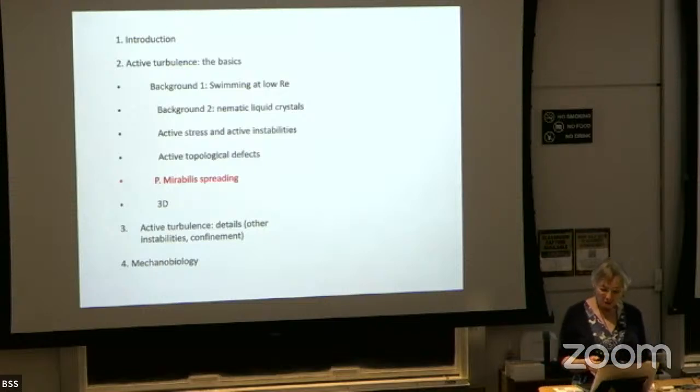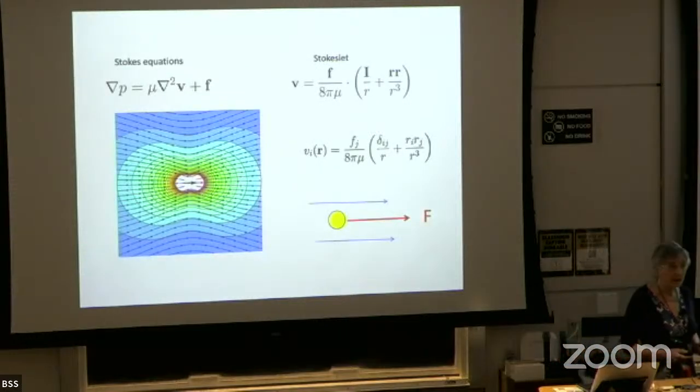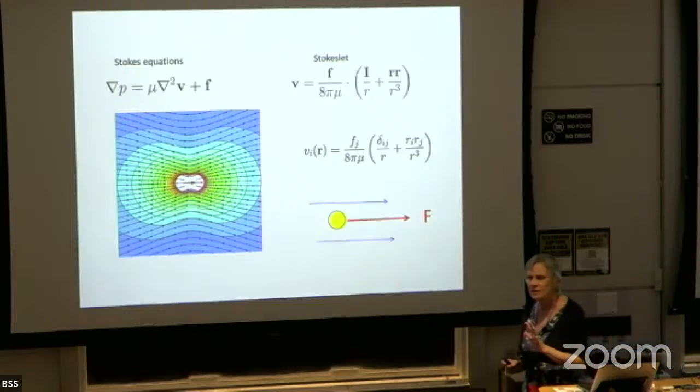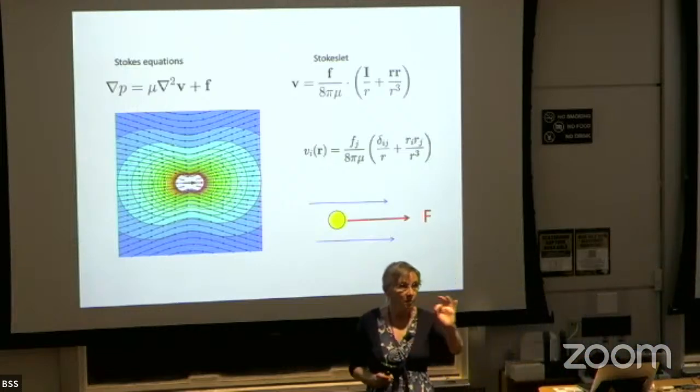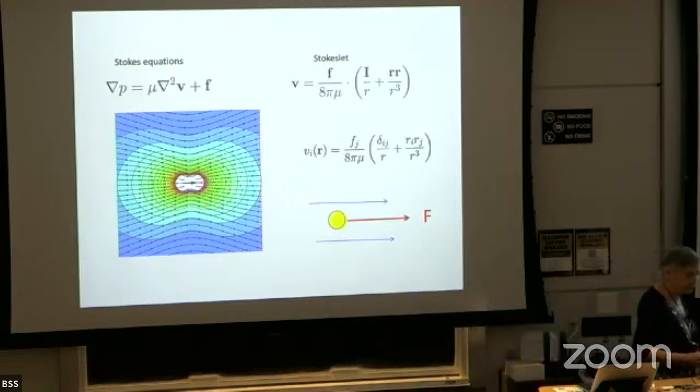So let me start off with swimming at low Reynolds number. Let me just remind you what Kirsty was saying. If I have a fluid and I have a point force acting on that fluid, or if you don't like point forces, think of a tiny colloid being pulled through the fluid with a force F. And then let me ask, what's the velocity field set up by that force? And the answer is the Stokeslet.